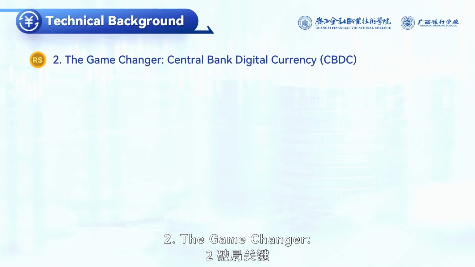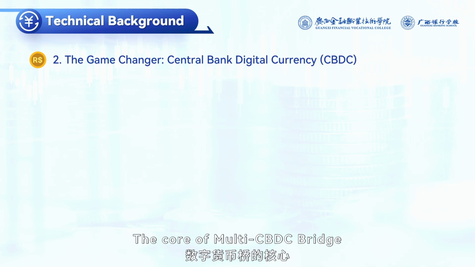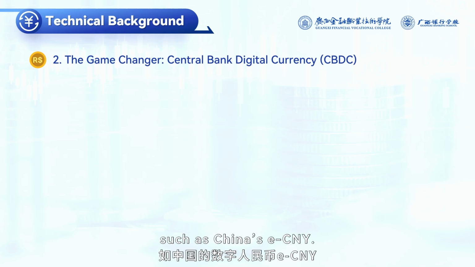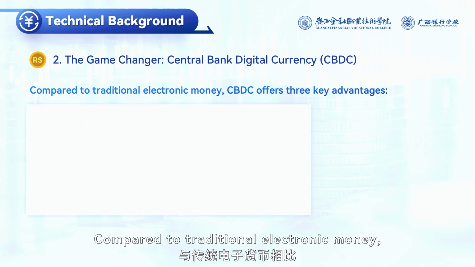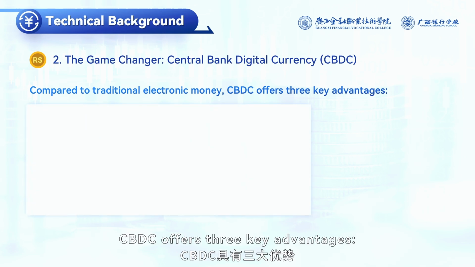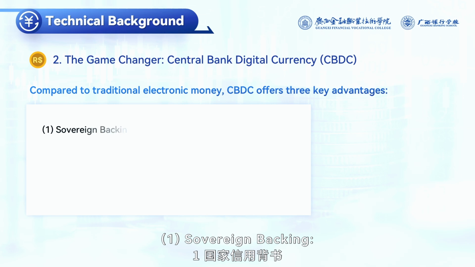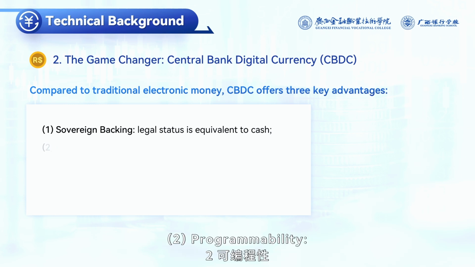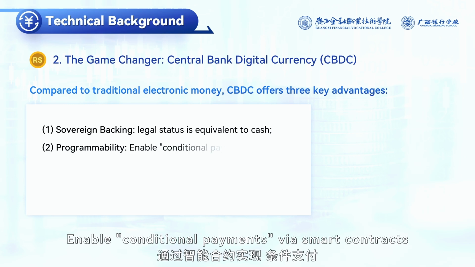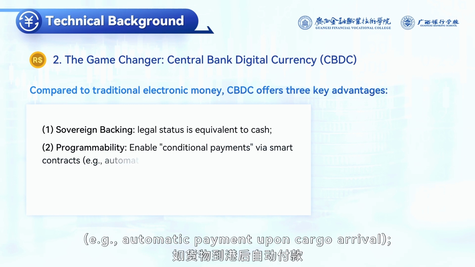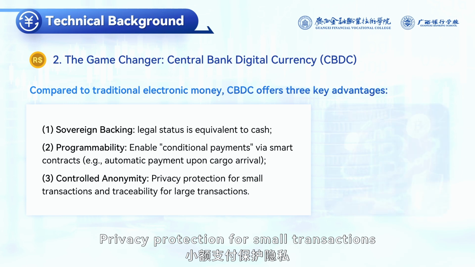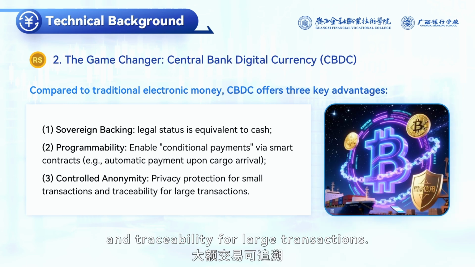2. The game changer. The core of Multi-CBDC Bridge is central bank digital currency, CBDC, such as China's eCNY. Compared to traditional electronic money, CBDC offers 3 key advantages. 1. Sovereign backing. Issued by central banks, with legal status equivalent to cash. 2. Programmability. Enables conditional payments via smart contracts, for example, automatic payment upon cargo arrival. 3. Controlled anonymity. Privacy protection for small transactions and traceability for large transactions.